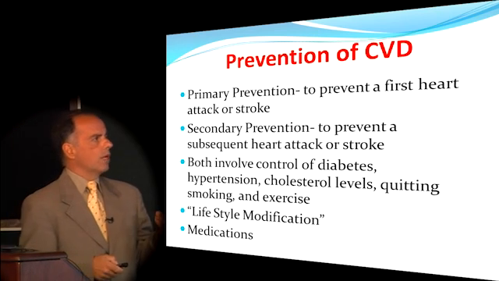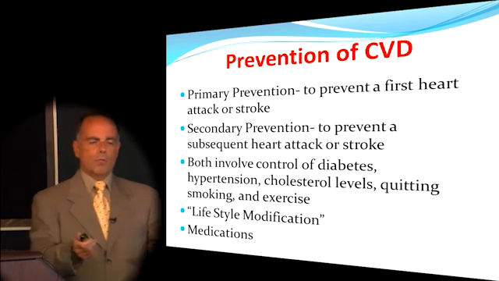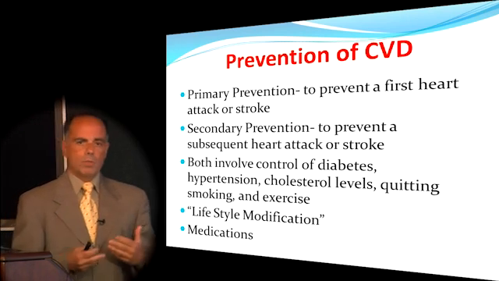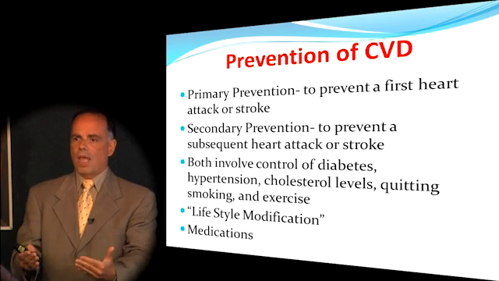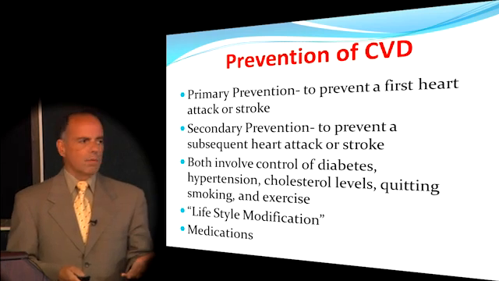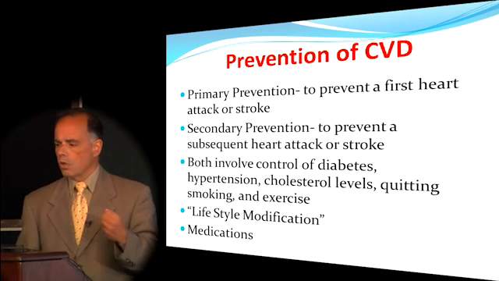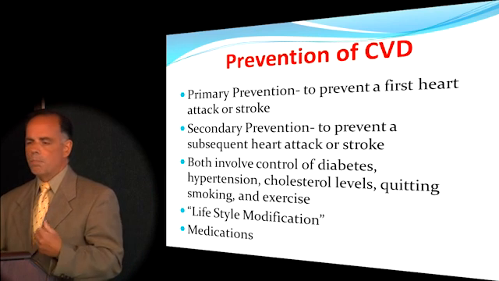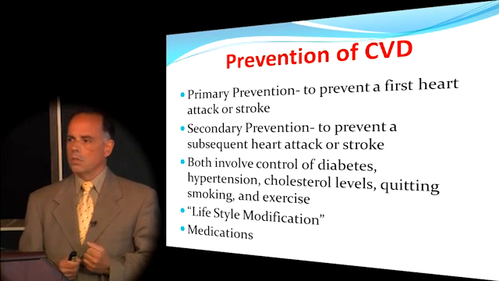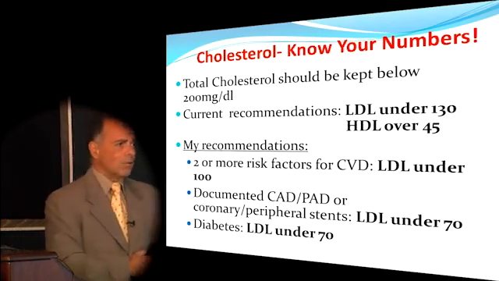So how do you prevent this? Well, there are 2 ways. Either you do primary prevention to prevent a first heart attack or a stroke or some other problem, and that's why I'm taking cholesterol medication so I won't get a heart attack. That's primary prevention. Secondary prevention is once we have a patient with a heart attack, what do we do to prevent them from having another heart attack or a stroke after the heart attack or another stroke? That's secondary prevention. And all of these techniques involve controlling diabetes, controlling the blood pressure, lowering your cholesterol levels. The major thing is quitting smoking and starting to exercise. All of this is what we call lifestyle modification. You've got to change the way you're living. And obviously there are medications that we can also give you to do all of these things. So you've got to know your numbers.